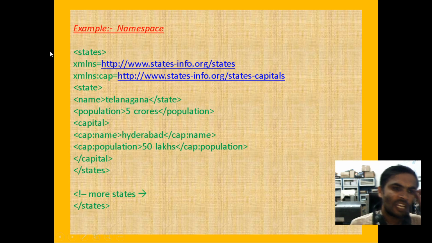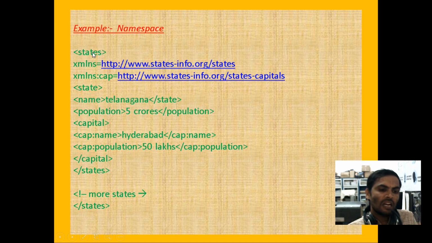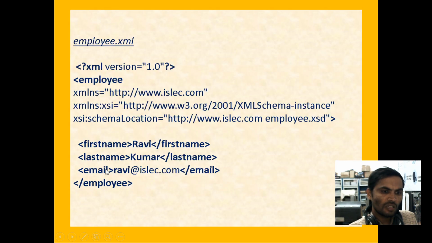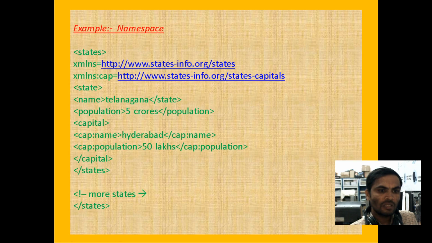The same example is here also. See here, you took the states. Under the state, the root element is started here and closed here. Actually, here the state should be there, not states. Then state is opening here, state is closing here. The name, then capital, closing capital. We can write up to n number of states.